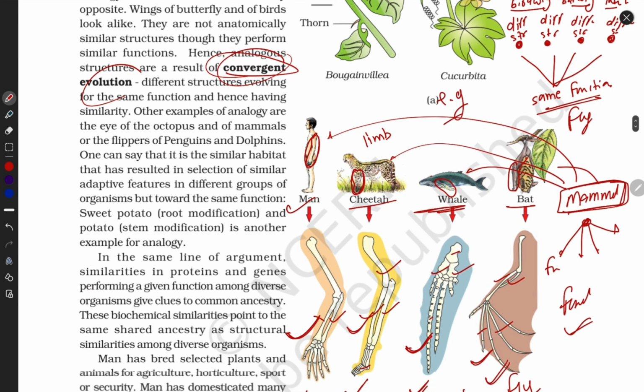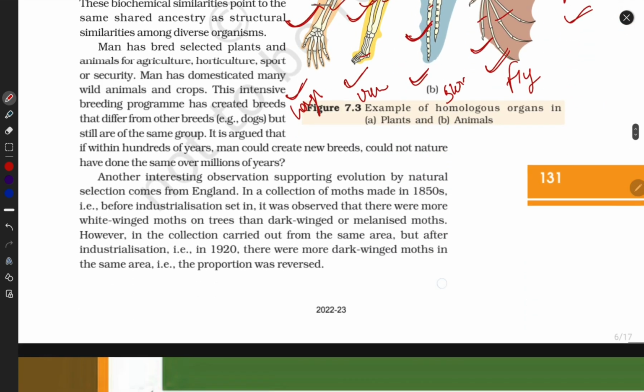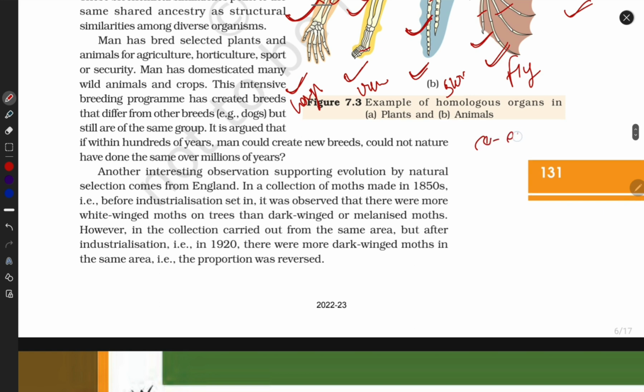Except convergent evolution and divergent evolution, there are many other evolutions. I'm going to tell you about co-evolution, like host and parasite, the example of co-evolution. Means there is what?